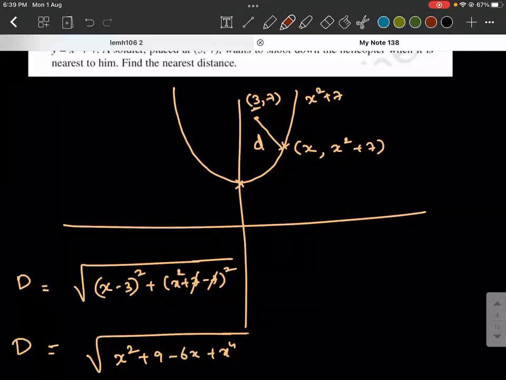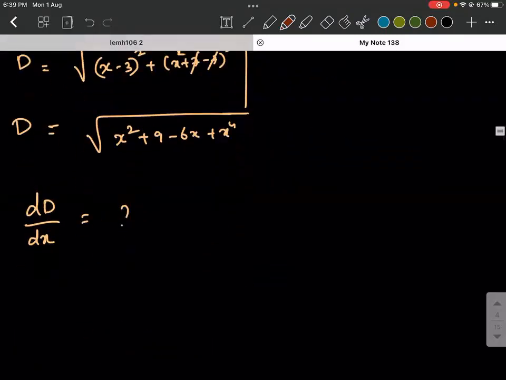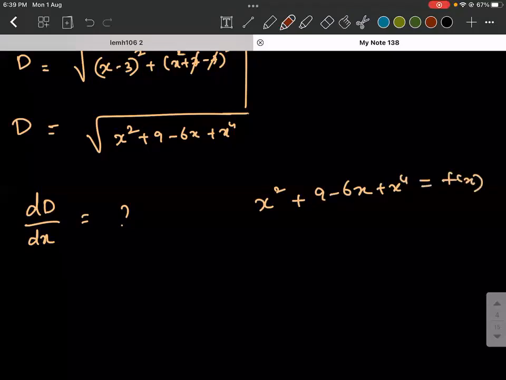Simple. Square root function. See, distance will be capital D. Capital D is the square root of the function. So when will the distance be least? When the square root of the function itself is least. So take x square plus 9 minus 6x plus x power 4 as f of x. So capital D will be the least when the function inside the square root is also least.